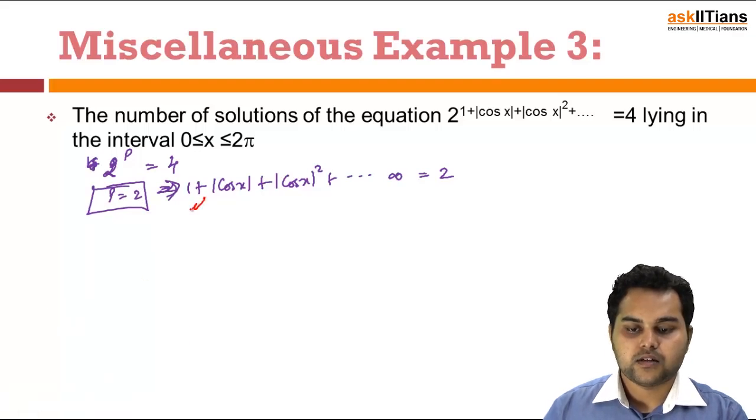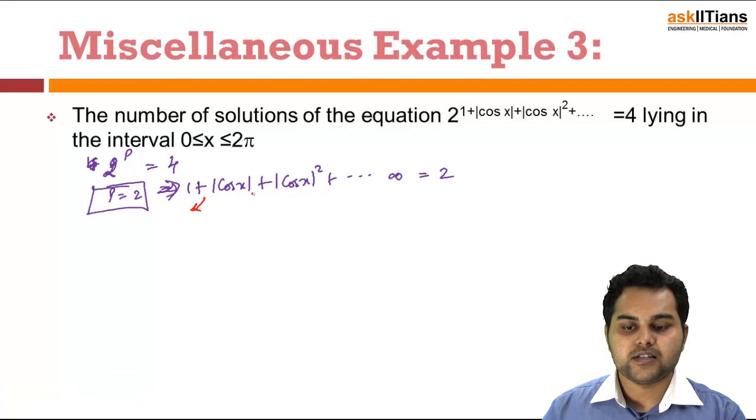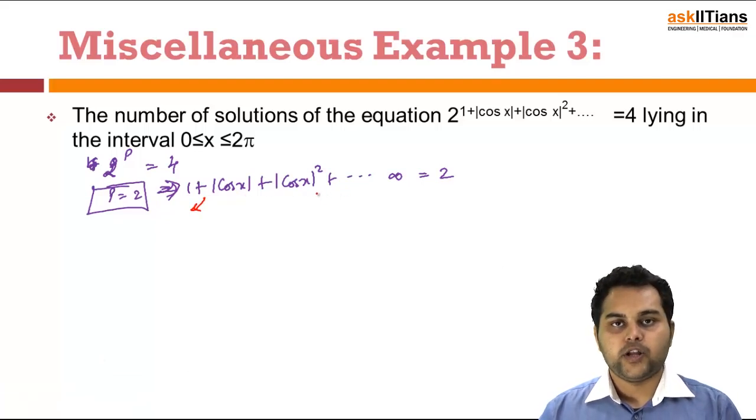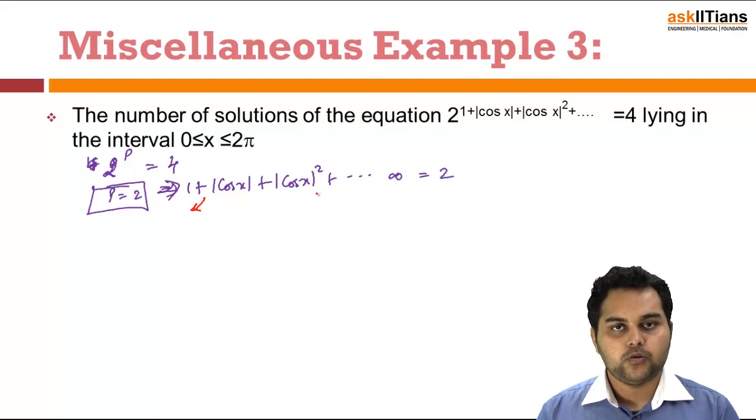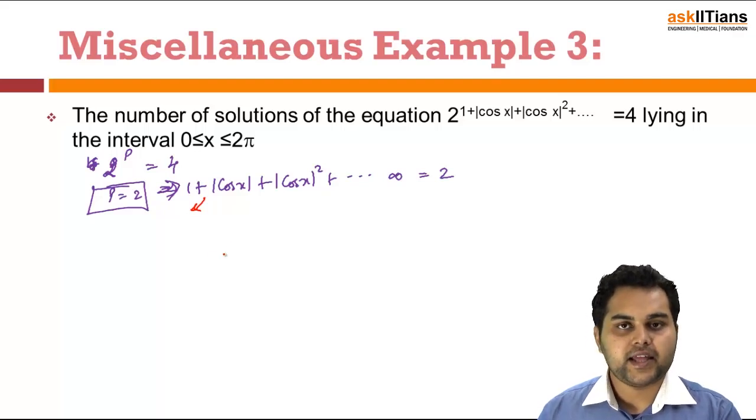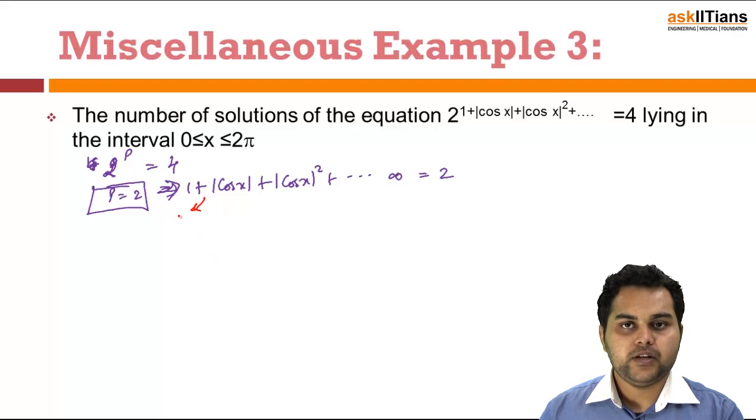And from this, as this is a GP extending up till infinity, and also it is converging because the common ratio is less than 1, so a value less than 1 with an increasing power would be diminishing and tending towards 0. So it's a converging series, and I can have the sum of an infinite GP as a over 1 minus r, where a is the first term and r is the common ratio.